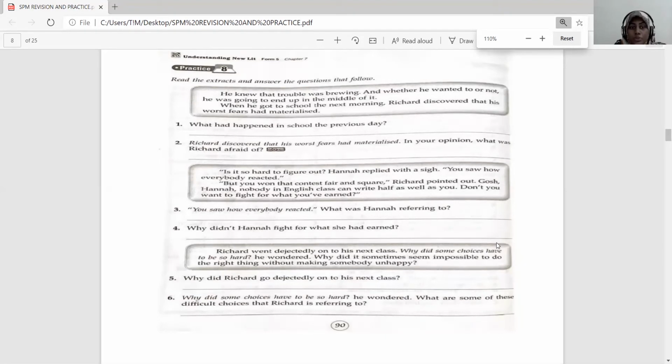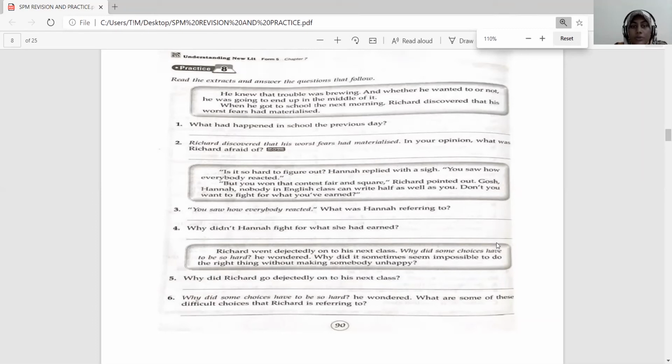Number two, Richard discovered that his worst fear had materialized. In your opinion, what was Richard afraid of? Richard was afraid that his friends, the students, will not accept Hannah as Lady Liberty, and also they had gone home and told their parents about it. Okay, that's what happened the next day. The parents will come and will be very angry in the school.